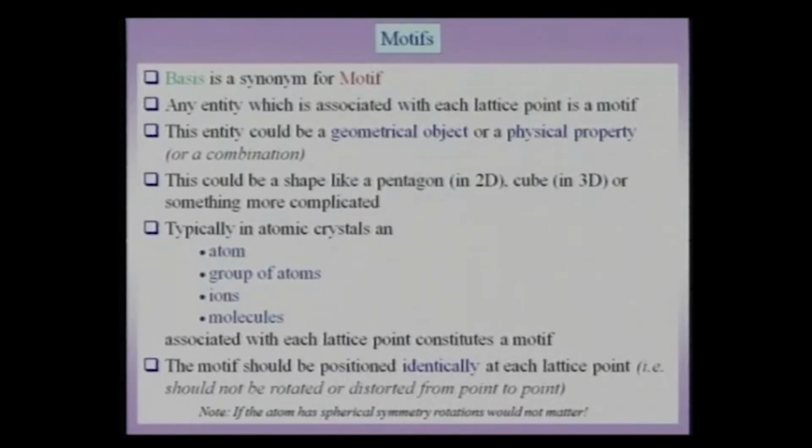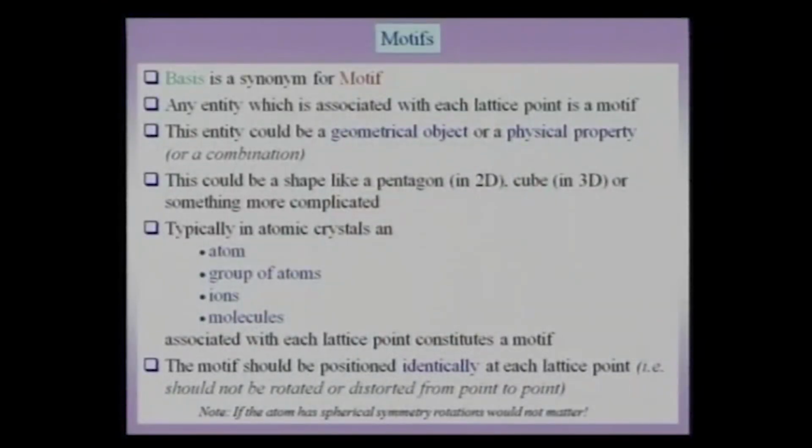Then the second keyword in the definition of a crystal is the motif, and we wanted to understand what can constitute a motif. An important point we had made, though we did not take it up in detailed consideration so far, was that any entity associated with a lattice point is called a motif. Such an entity could be a geometrical object, and we consider some examples in the next slide, or a physical property, or a combination of a geometrical object and a physical property. The geometrical objects could be a pentagon or any irregular object as well.